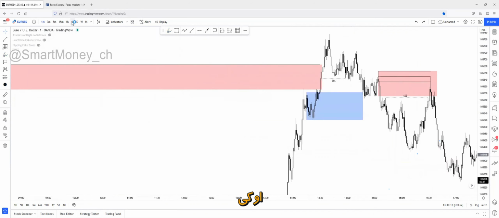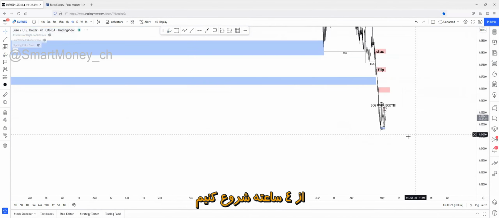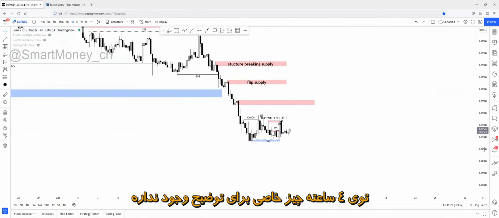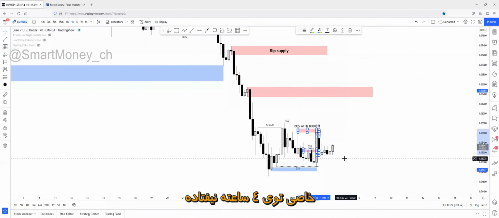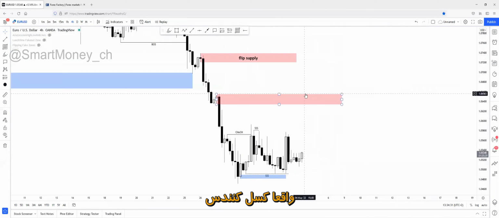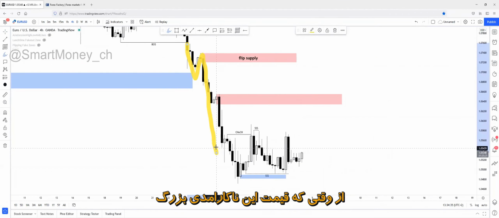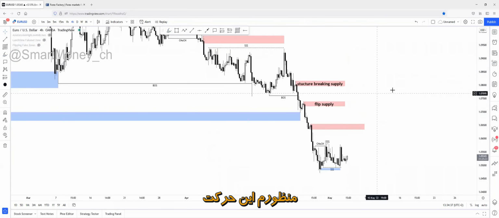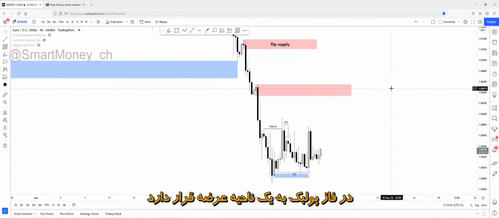Okay. So quick top-down analysis. From the 4-hour chart. There's nothing much to explain about the 4-hour chart because there's literally nothing happening on the 4-hour chart. As you can see, the 4-hour chart is boring because basically, since this huge inefficient movement to the downside, nothing has really happened. Price is in a pullback phase up to some supply zone.